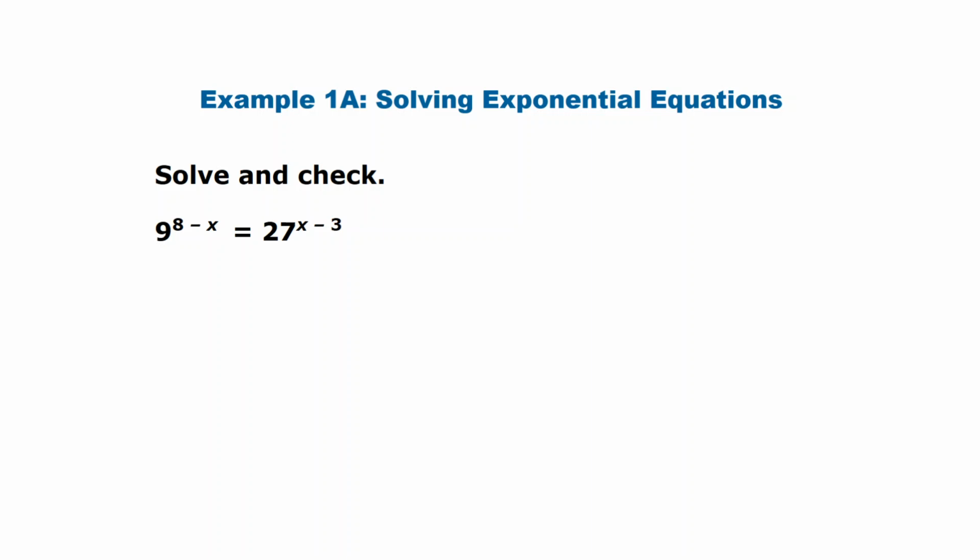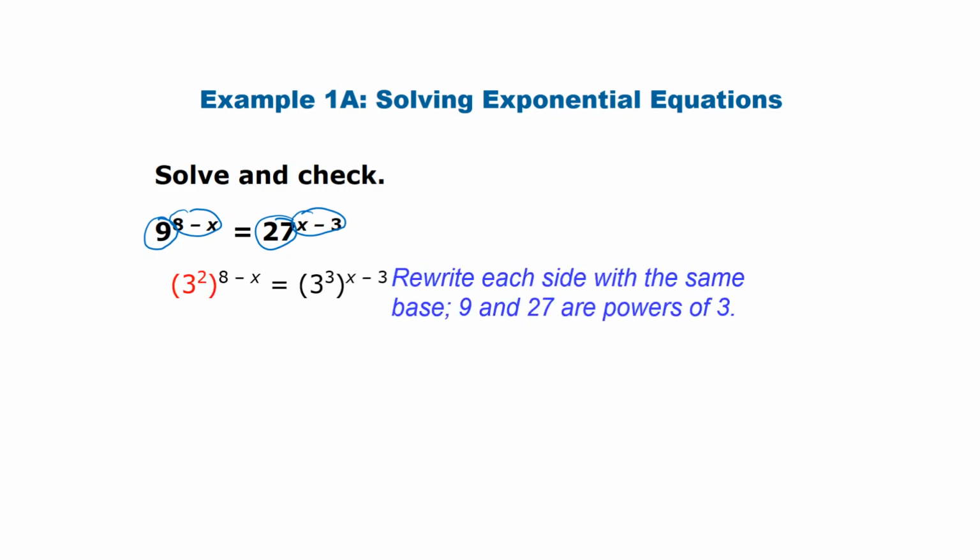When we first look at this problem, it looks pretty daunting. We see 9 to the 8 minus x is equal to 27 to the x minus 3, and how in the world are we ever going to solve for x? But what we do see is this 9 and 27, and both of those are divisible by 3. In fact, 9 is 3 squared, and 27 is 3 to the 3rd power. So let's take a look at how that would be written.